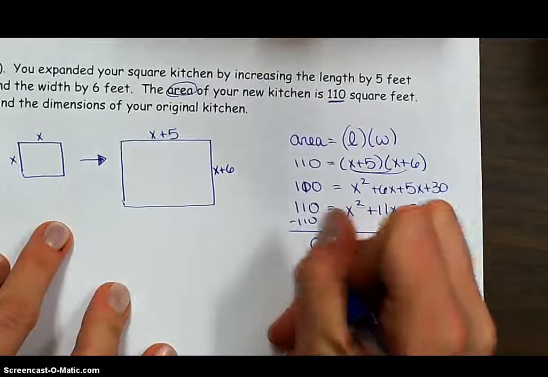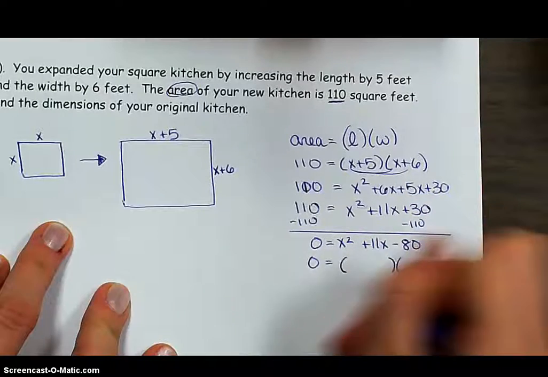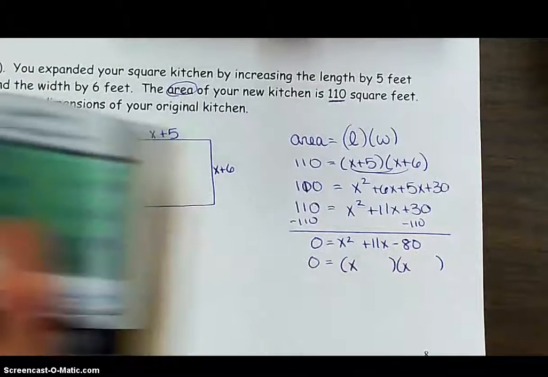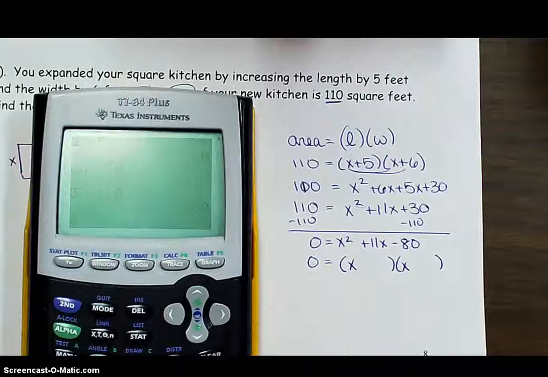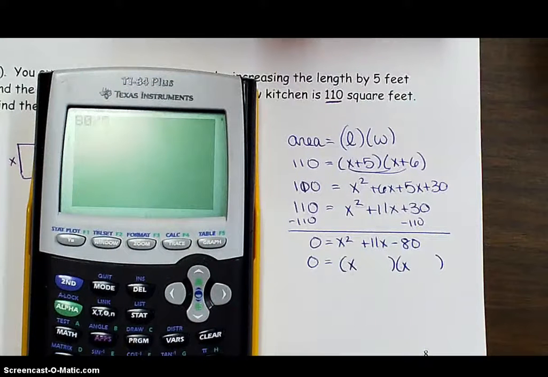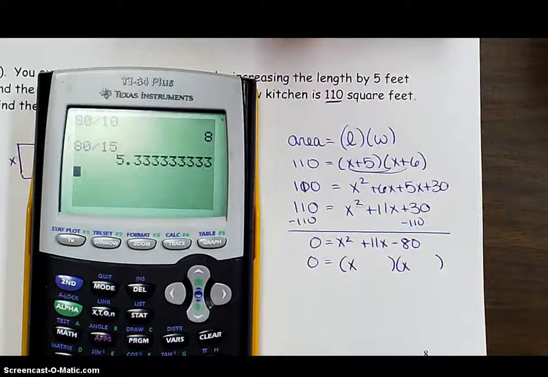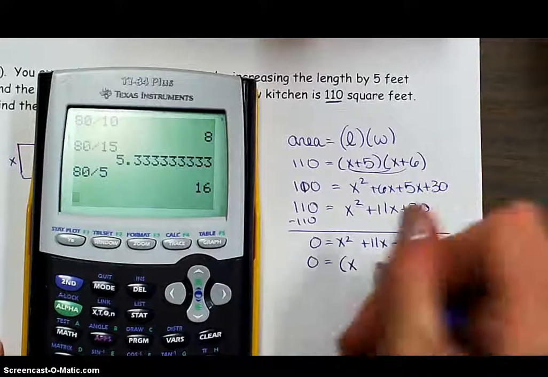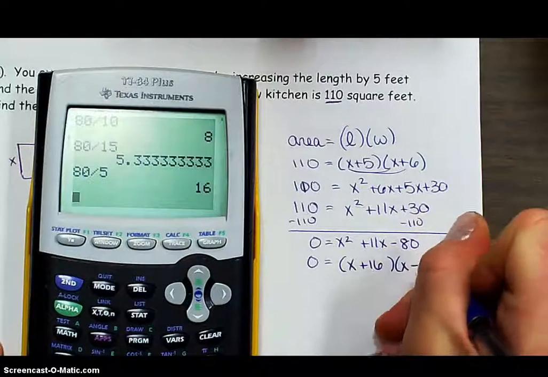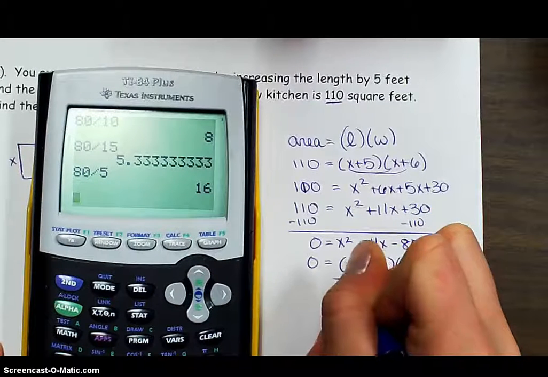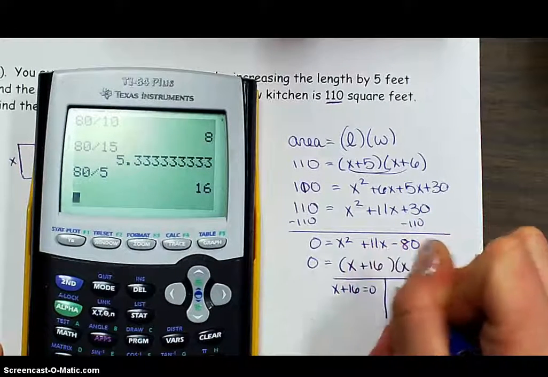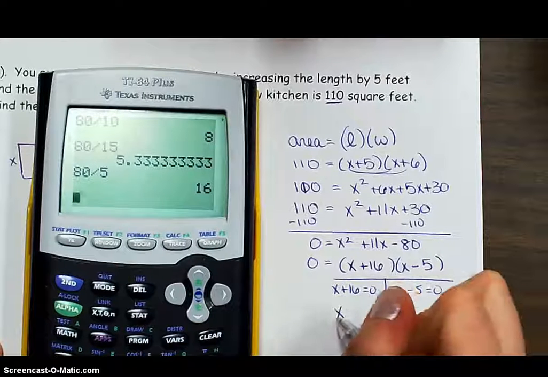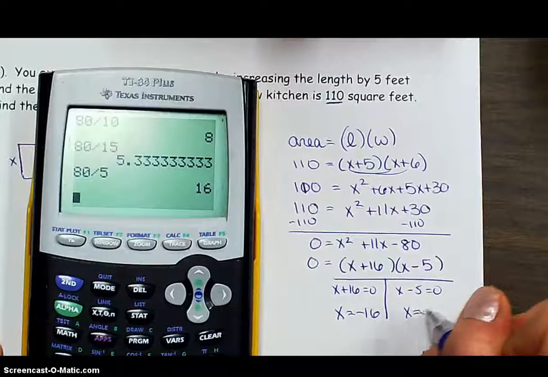Okay, so now we have to factor this. So we go to parentheses, x and x. So we have to find two numbers that multiply to negative 80 and add to 11. So let's go 80 divided by 10. Well, that's going to have a difference of 2, so that's not going to work. 80 divided by 15. Nope. How about 80 divided by 5? Ooh, look at that. And the difference is 11. So it's going to be x plus 16, x minus 5, and then we tee it up. So we get x plus 16 equals 0. X minus 5 equals 0, so we get x to be equal to negative 16, and x equals 5.